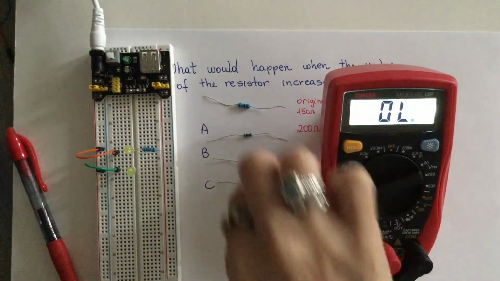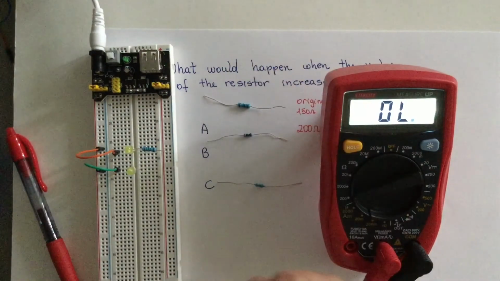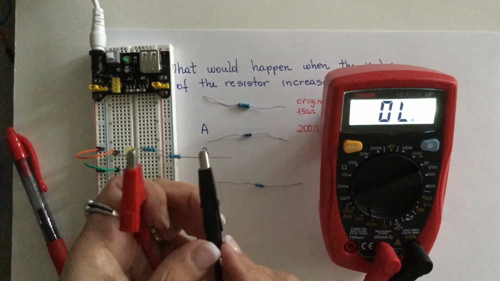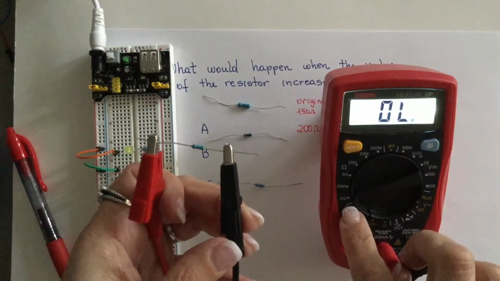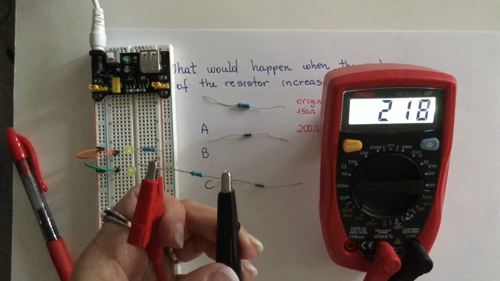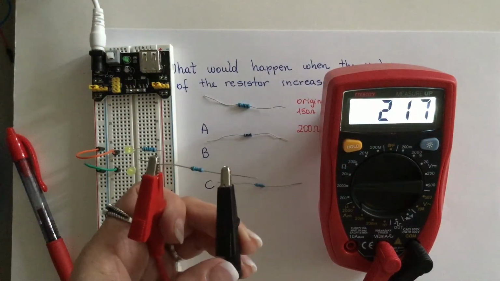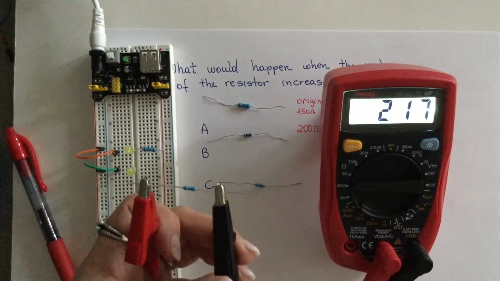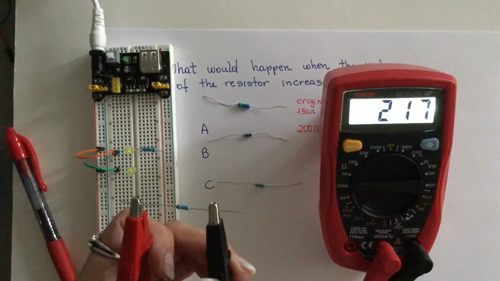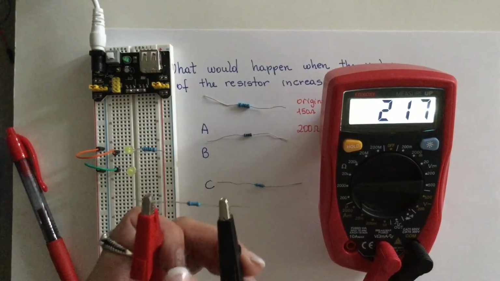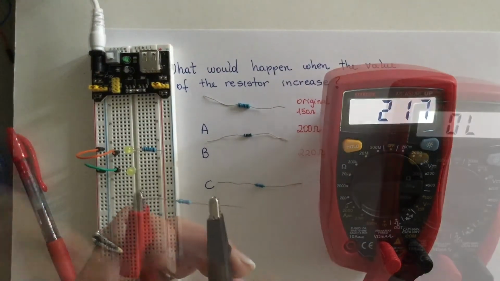Okay, so now let me try the resistor B. So what value is this resistor? Okay, obviously it is more than 200, so I need to move the dial up. Okay, 217. I would say this resistor, the commercial value is 220 ohms. What you see here is the tolerance fluctuating up and down. So I will keep this as 220 ohms.